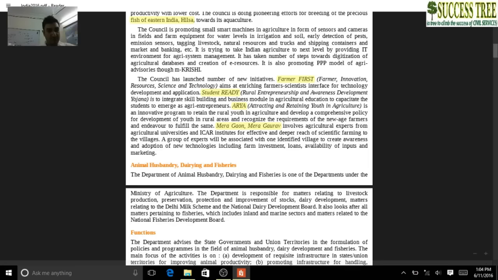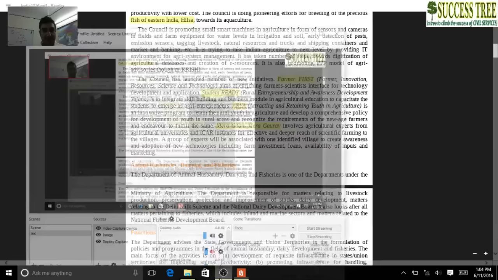Mera Gaon Mera Gaurav. It involves agriculture experts from agriculture universities and ICAR institutes for effective and deeper reach of scientific farming to the villages.